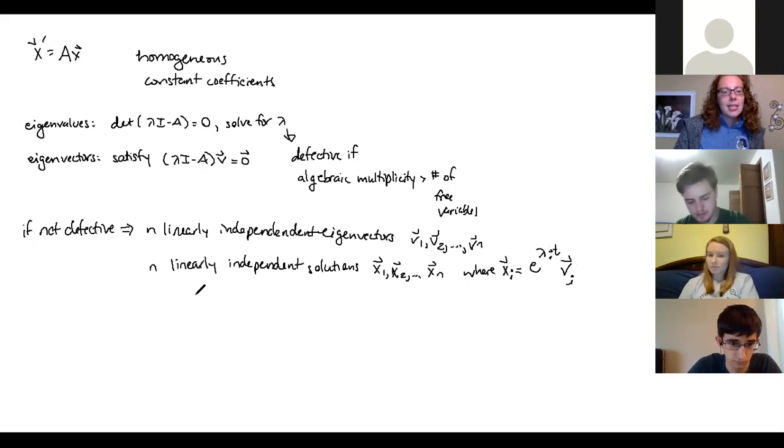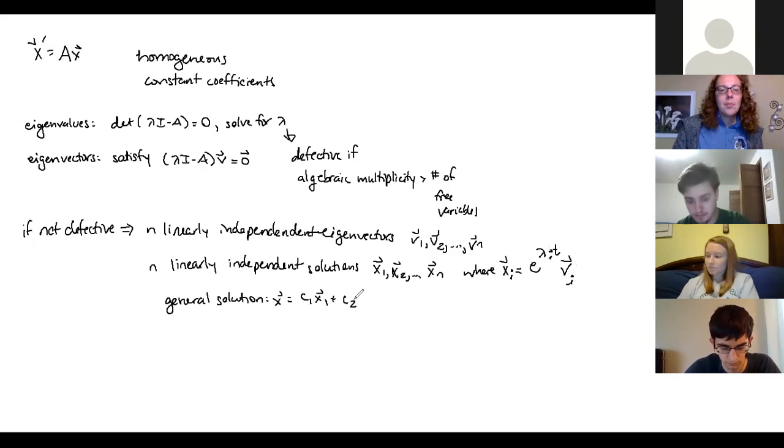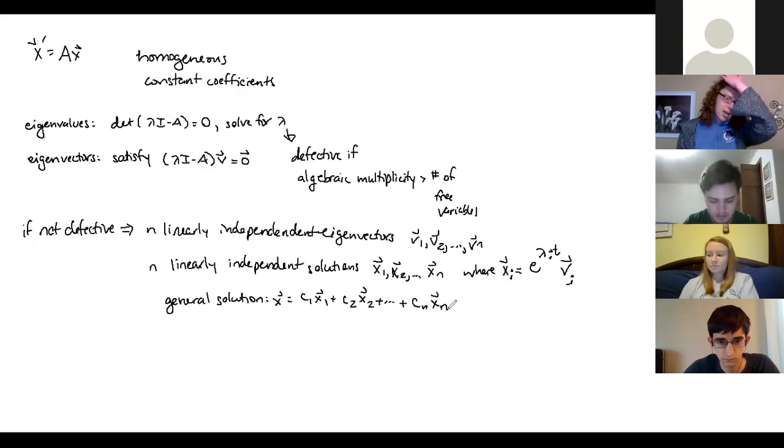So we've got that, and then we have our general solution, which is vector x equals c1 vector x1 plus c2 vector x2 plus a bunch of dots plus cn vector xn. We can do this with real roots or with complex roots, either way. We did a little bit with complex roots last week, Friday.